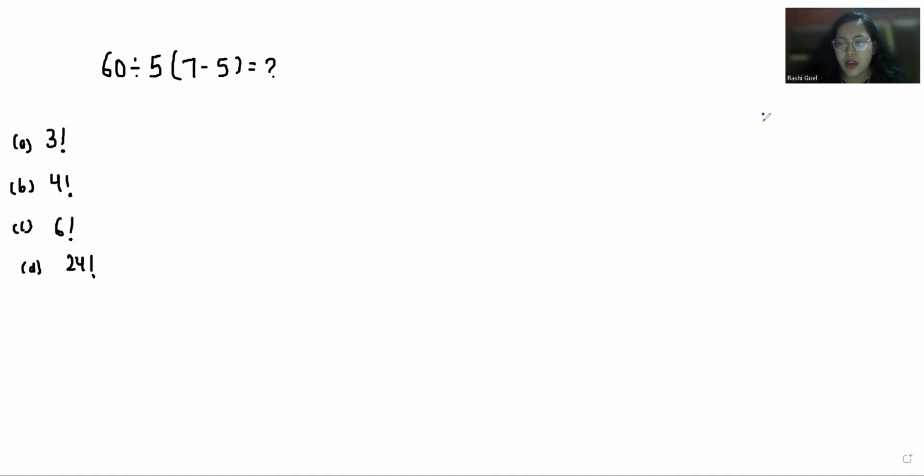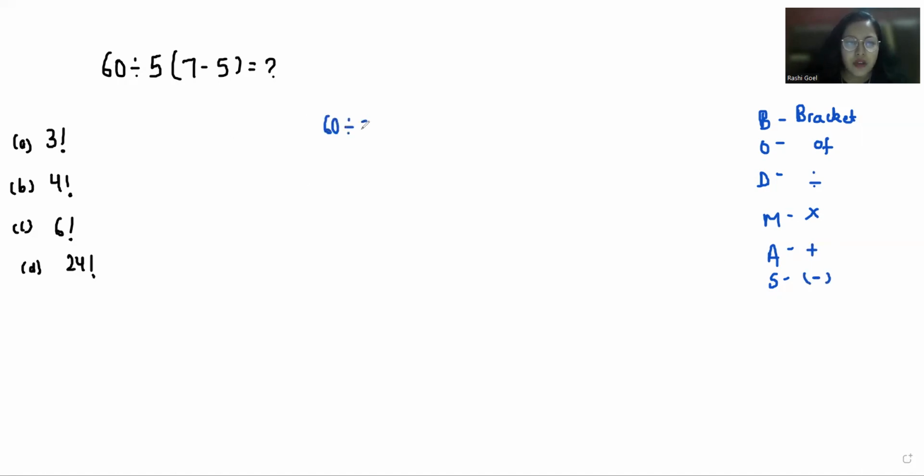So I'm going to simplify this with the help of the BODMAS rule, where B is bracket, O is of, D is division, M is multiplication, A is addition, and S is subtraction. So 60 divided by 5 in bracket 7 minus 5.